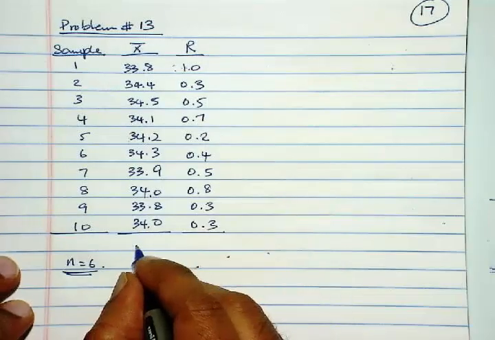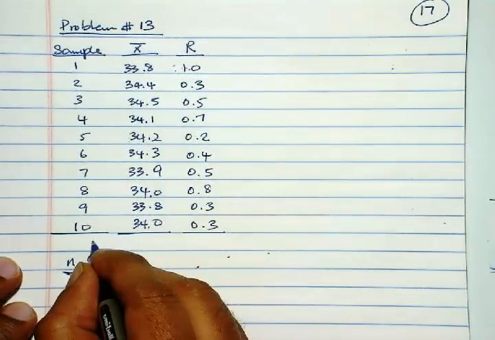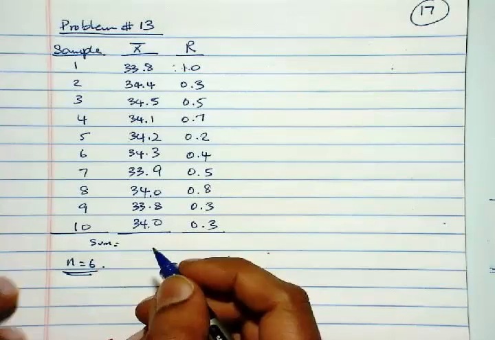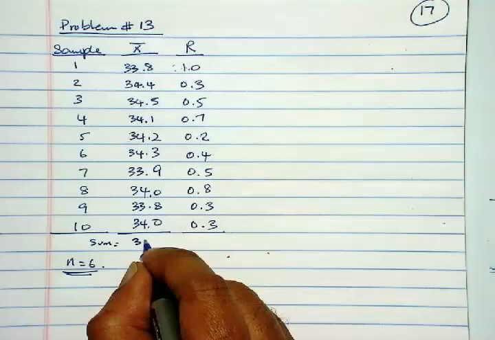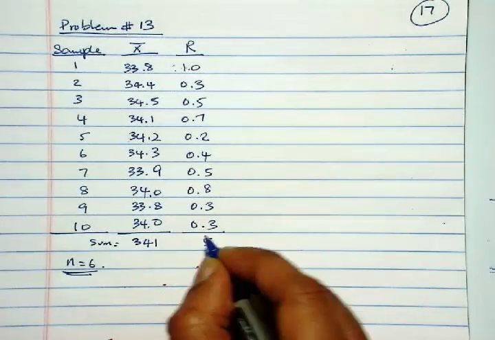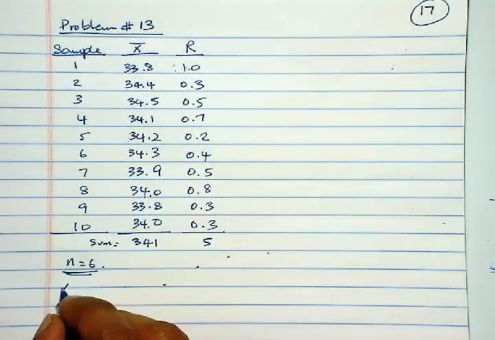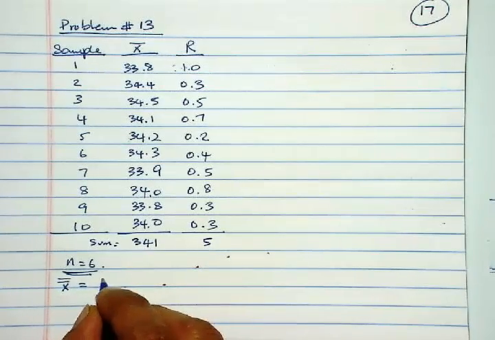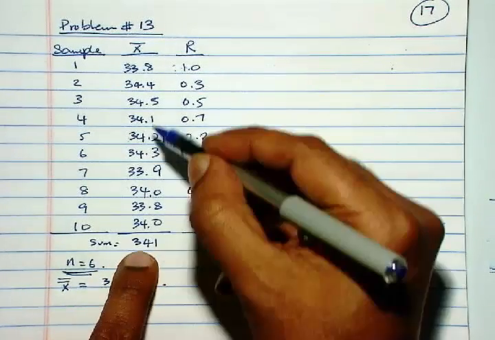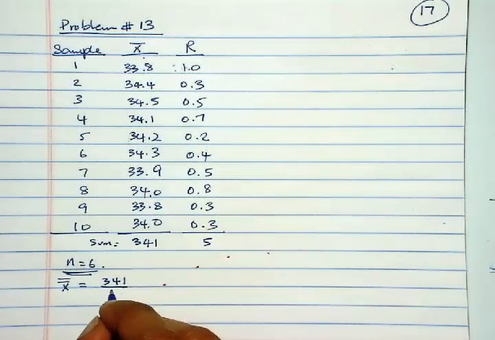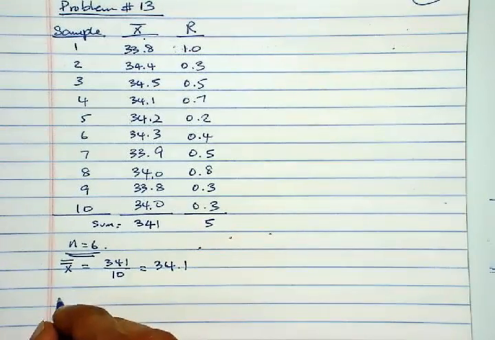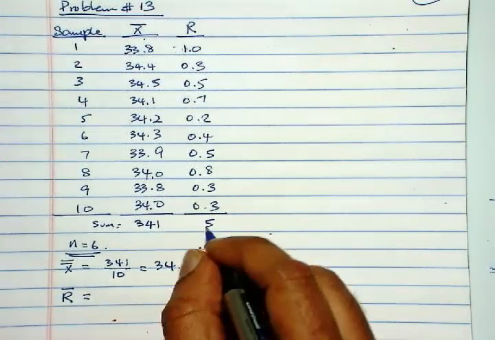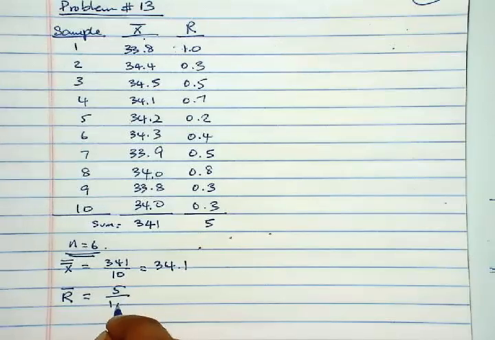So we have to find x double bar and R bar, and for that we have to first sum. Okay, this sum is 341 and this sum is 5. So x double bar is 341 over 10, since this is the sum of 10 numbers, and R bar is 5 over 10, that is equal to 0.5.